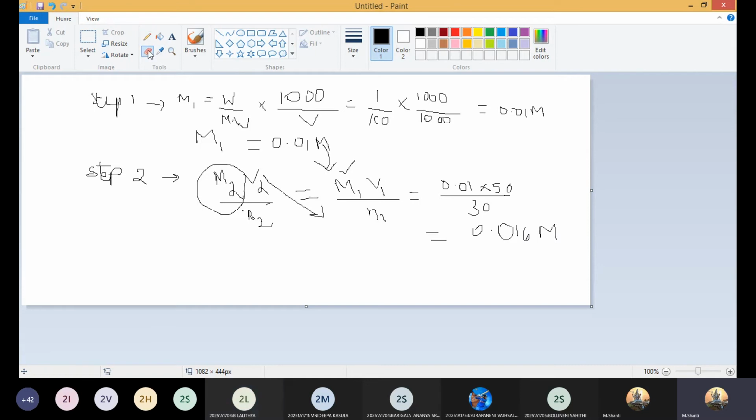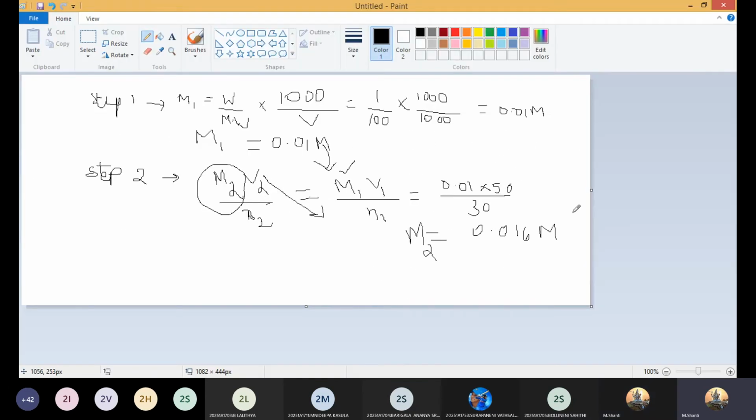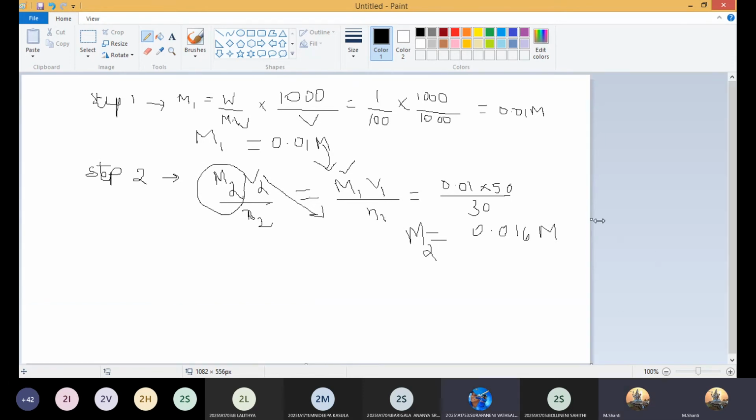Yes, ma'am. Okay, so we'll fix this value, 0.016. Now, this is nothing but the concentration of what? EDTA, ma'am. Yeah, very good. EDTA. Okay, now step 3.